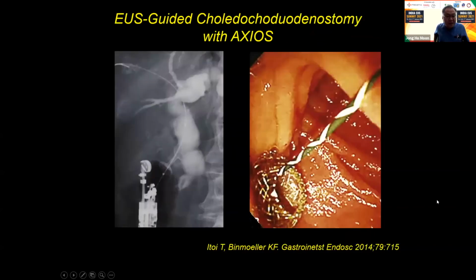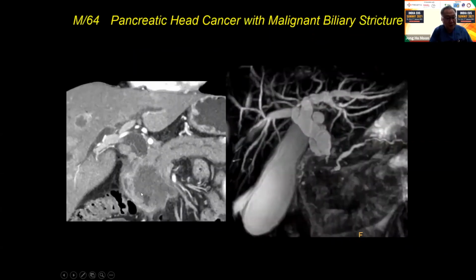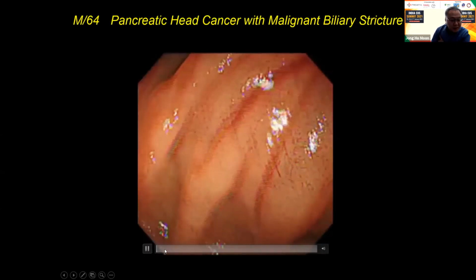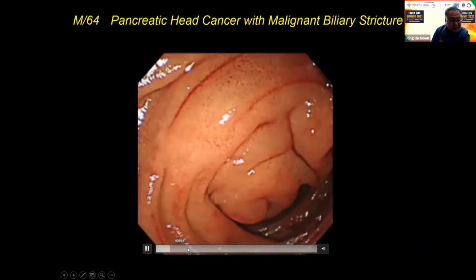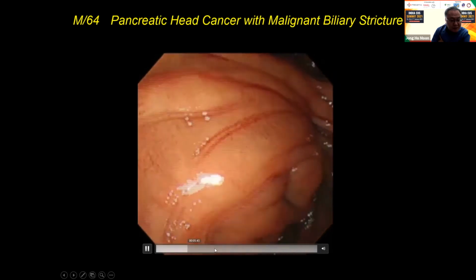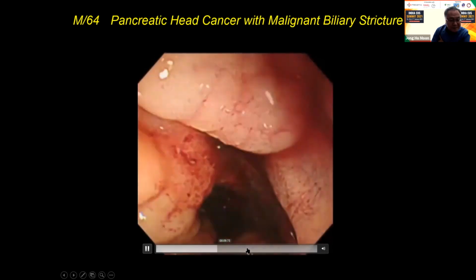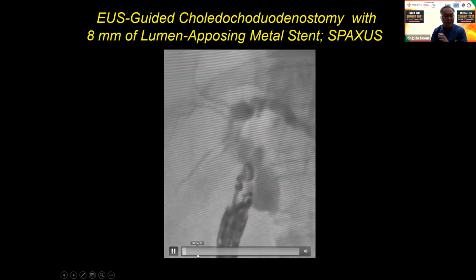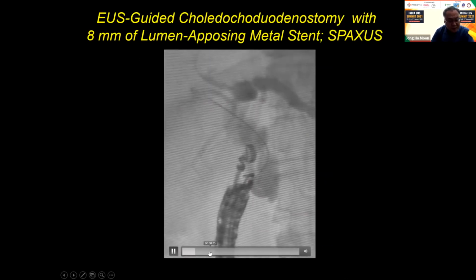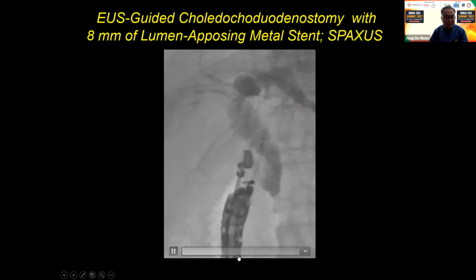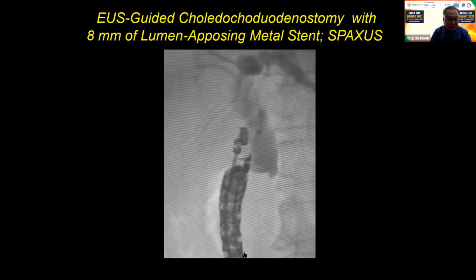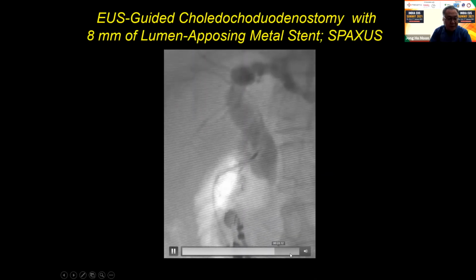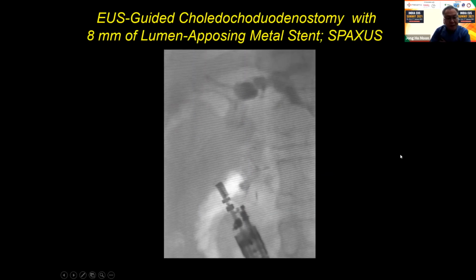Also, US-guided choledochoduodenostomy with Axios was already reported. Let me show this case. You can see the obstructing mass lesion here. Definitely a huge pancreatic cancer. At first, we tried the ERCP-guided drainage, but we couldn't find the orifice of the ampulla because of heavy infiltration by the cancer. So immediately we changed the scope to an echoscope, punctured the dilated bile duct, and inserted a guide wire. And then we inserted an 8 millimeter lumen-apposing metal stent, Spaxus, and immediately made a drainage using choledochoduodenostomy.